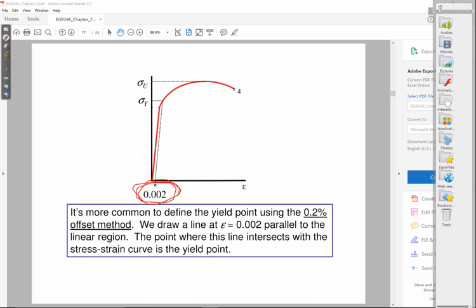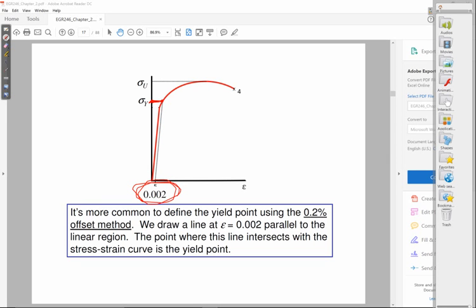So what this method refers to is this. You go to where the strain is 0.002, and then you draw a line that's parallel to the linear portion, or at least some portion of that linear portion. So you try and draw something that's parallel, and then where this new line intersects your stress-strain curve, you just go across and read off that stress value, and you're going to take that as your yield stress.